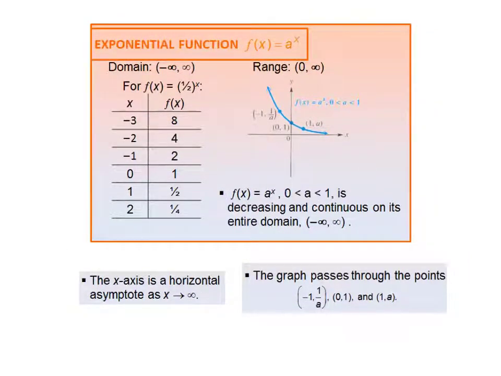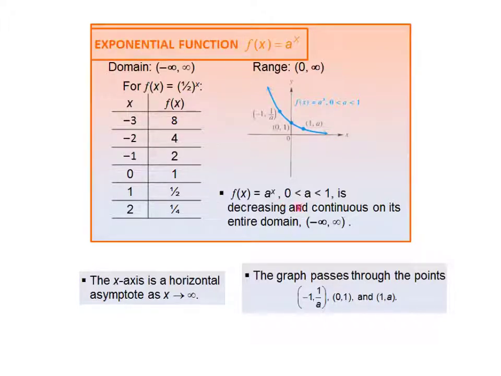That's contrasted with this function. This is the function f of x is equal to 1/2 to the power of x. Again, domain, negative infinity to positive infinity. I can put any number I want in for x. The range is 0 to infinity. Again, we've got this asymptote here, but it does go up to infinity.